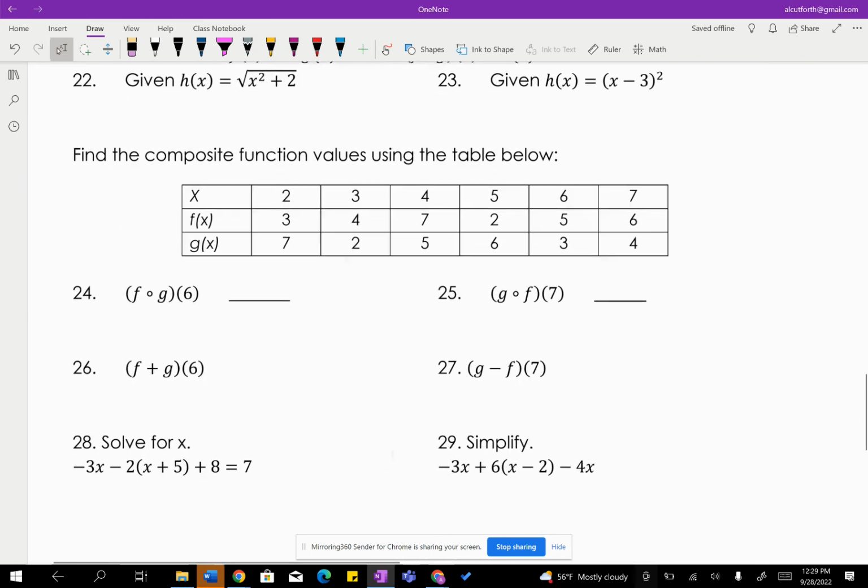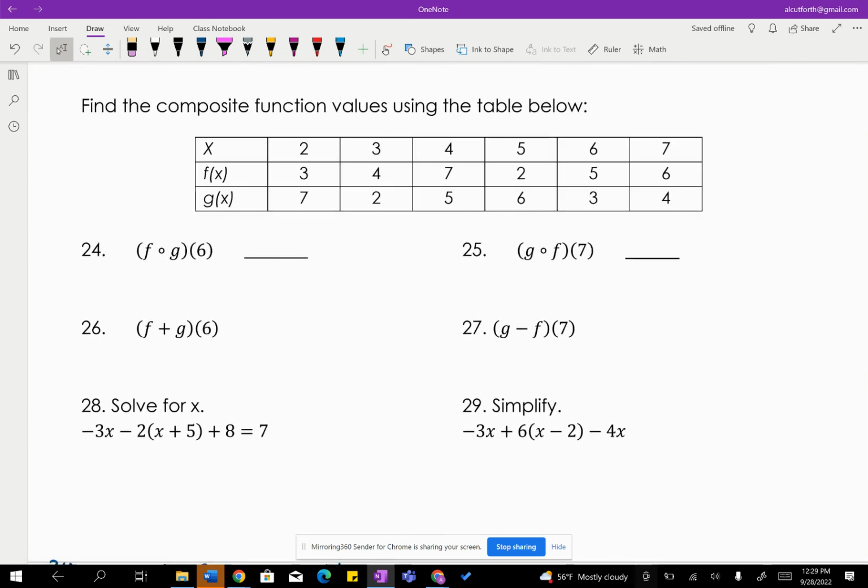So we are going to do the table, though, because people were having trouble with the table. So let's start with the tables. We're going to start with question number 24. So 24, this is a composition. So this is f of g of 6. So f of g of 6, write down what it means.